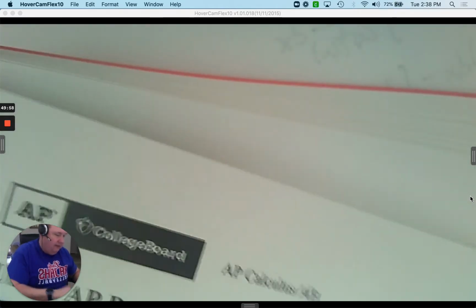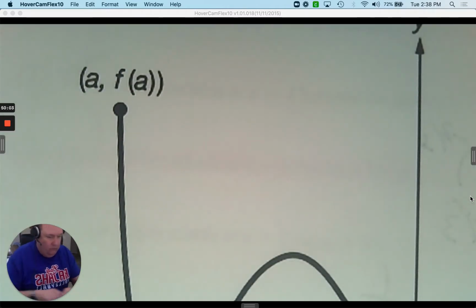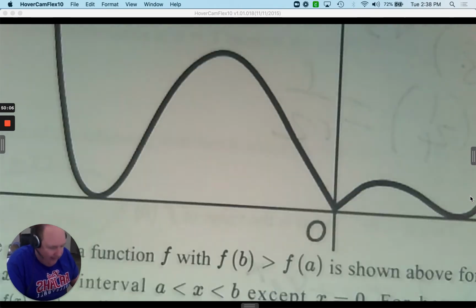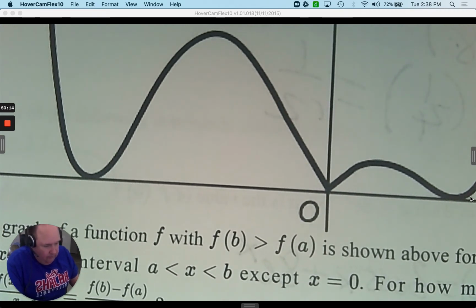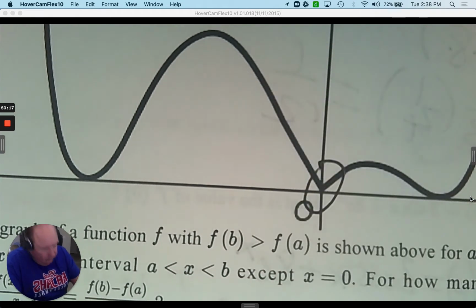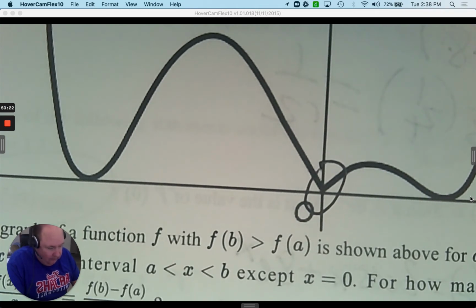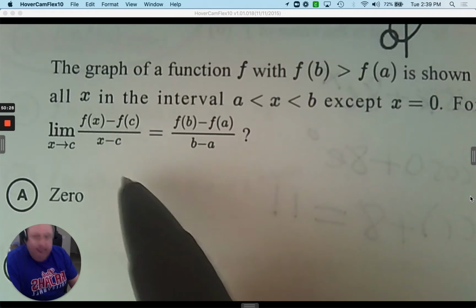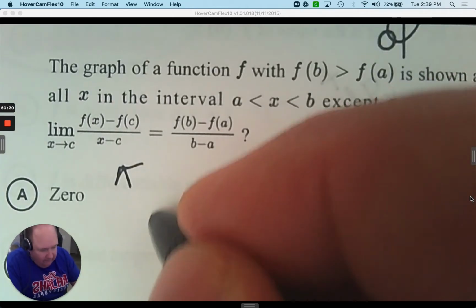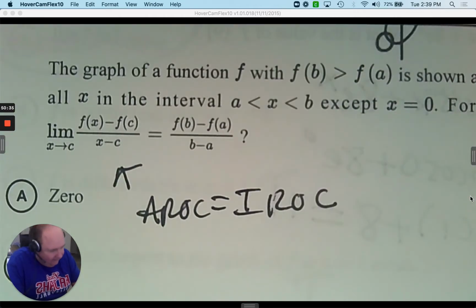Question number 33. In question number 33, the graph of f is shown above from a to b. The derivative of f exists for all of x except at 0. Right here, there's a sharp corner. For how many values of c does f prime at c equal that? Okay, so this is the derivative. This is a prime, and this is b prime from a to b.